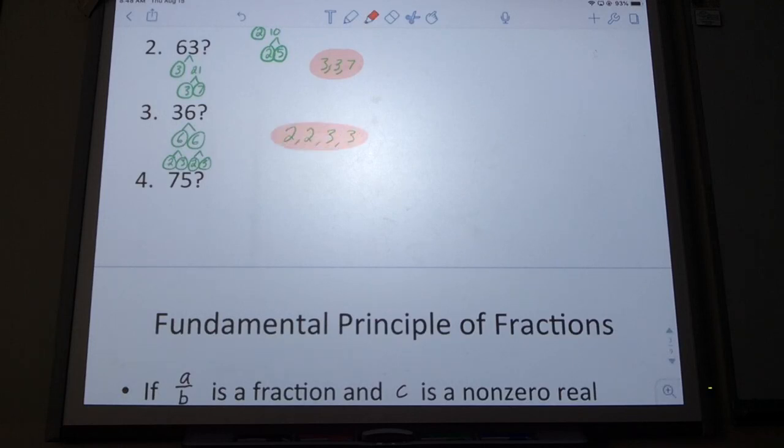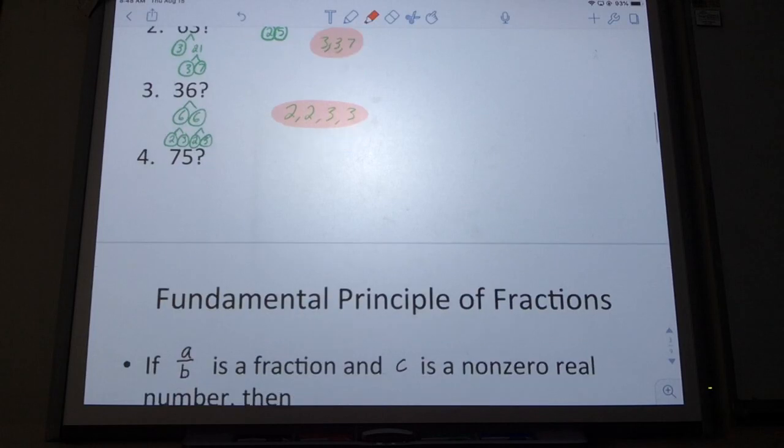So up there I've got the answer to the 36. I did go ahead, I don't know why I circled the 6s, but I did go ahead and do 6 and 6, just because that is a super obvious two factors for 36.